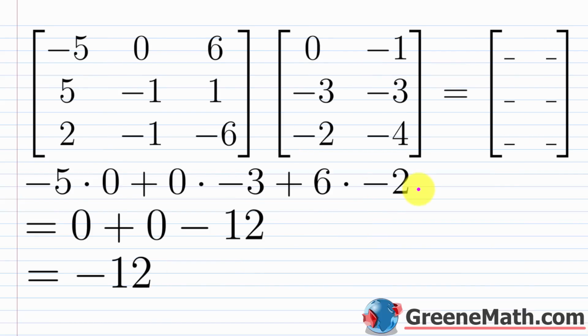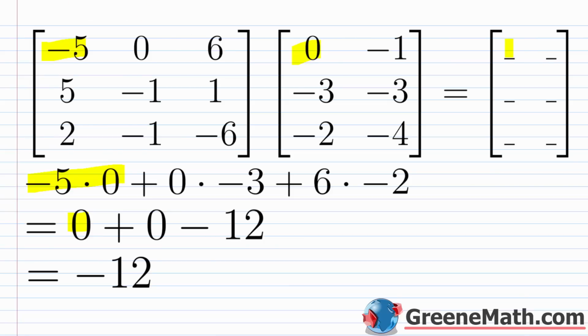So it's still a little bit time consuming for a 3 by 2, but it's not as bad as the 3 by 3 that we just did in the last problem. So let's go through. Again, this position right here is row 1, column 1. So you want row 1 here and column 1 here. So let's go through and do negative 5 times 0. So that's this right here. So that's going to be 0.